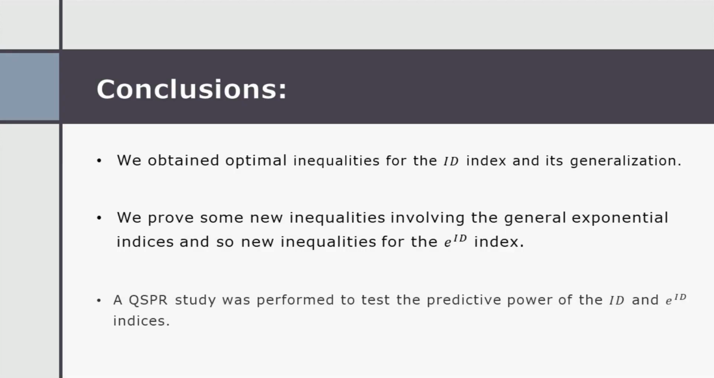In conclusion, in this work we studied the ID index, its generalizations, and its exponential extension. Optimal inequalities were obtained taking into account some graph invariants such as the number of vertices, number of edges, minimum degree, maximum degree, and other topological indices. In addition, a QSPR study was performed. From this, it can be concluded that both the ID index and its exponential extension have good predictive power for some physicochemical properties of octane isomers. In fact, the ID index is slightly better at predicting these properties. These are the references.